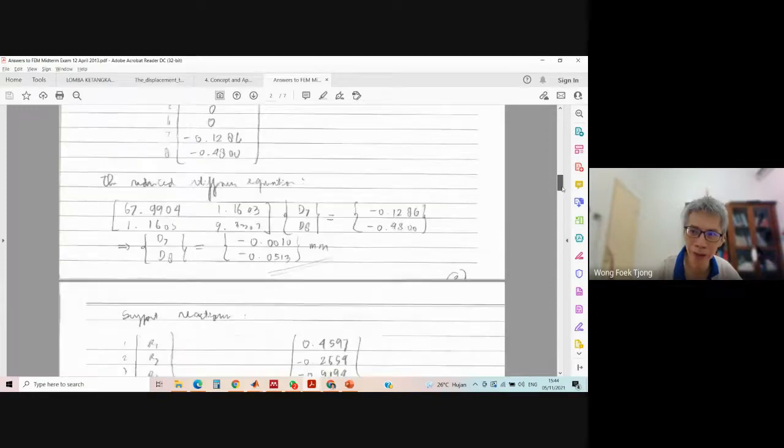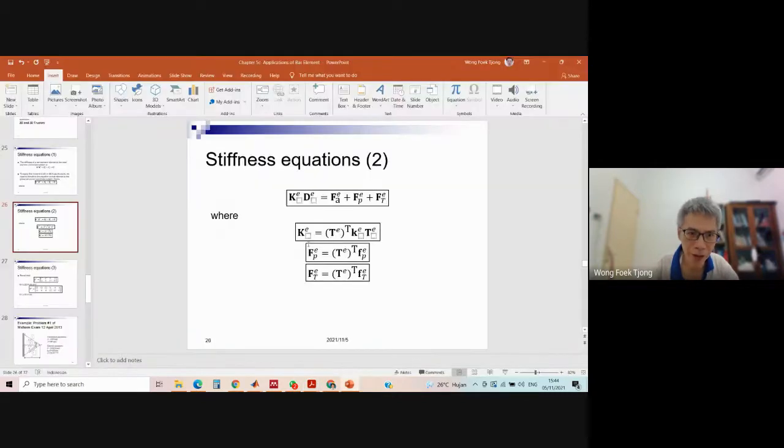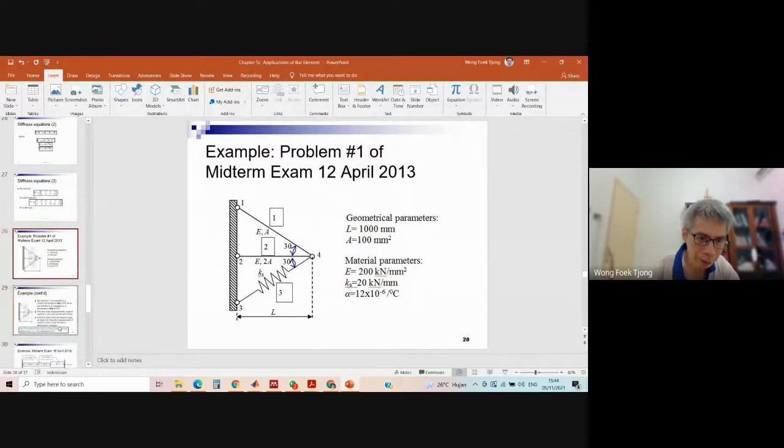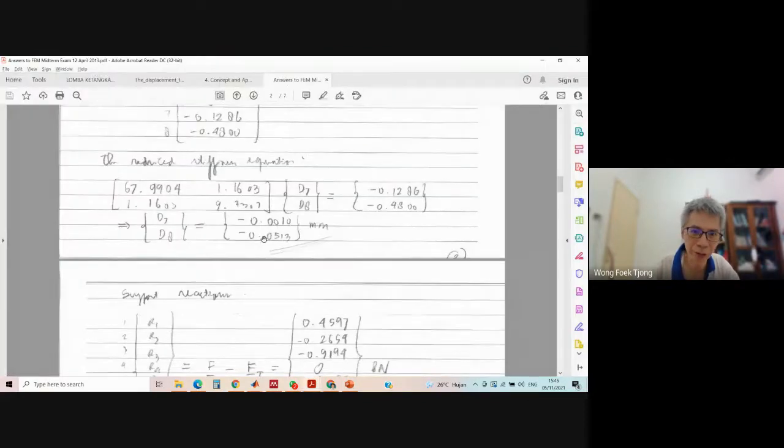I mean, for the DSM-P, can you remember what we should do? We should partition the stiffness matrix into active and inactive, and then we solve for the active one, right? For the displacement. Okay, that's we answered the first question actually. The first question is what? The displacement, right? Find the nodal displacement. Okay, already. This is the nodal displacement.